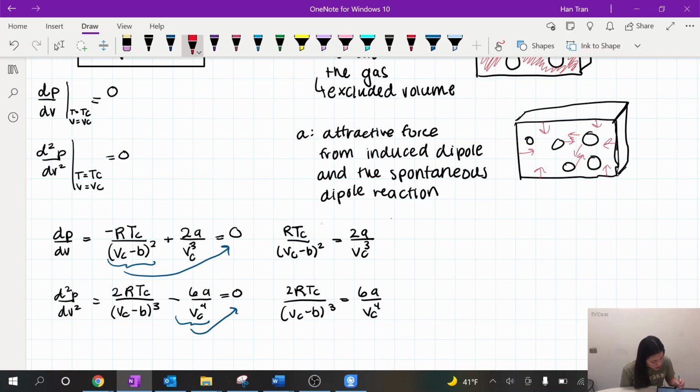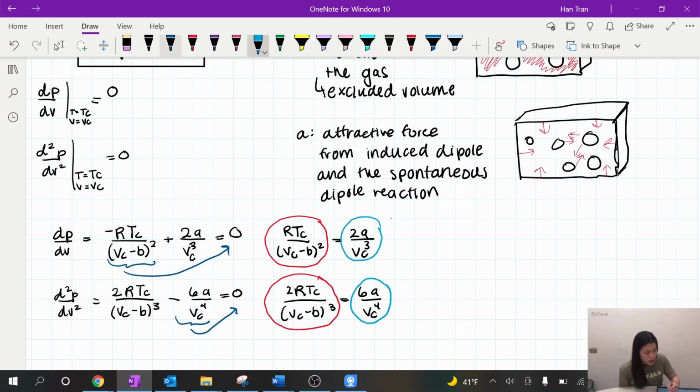do is I'm going to take this quantity on the left and multiply it by the reciprocal of this quantity. And then I'm going to take this quantity on the right and multiply it by the reciprocal of that quantity. So that's going to leave me with gas constant R times critical temperature divided by the quantity of the critical specific volume minus B squared multiplied by the critical specific volume minus B cubed over 2 times the gas constant R times the critical volume on the left side.